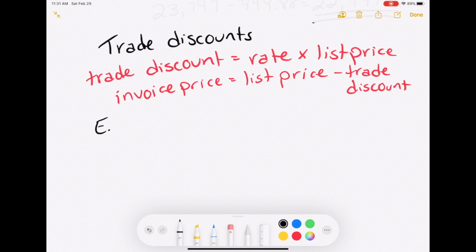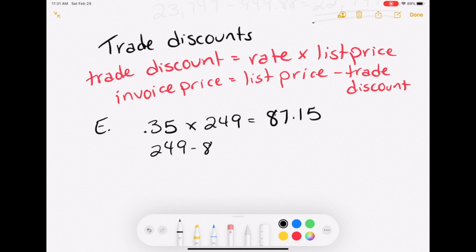So the rate is 35%. And the list price is $249. So the discount would be $87.15. So then we'll take $249 minus that discount. And this would be how much we'd pay for it because we got a discount.